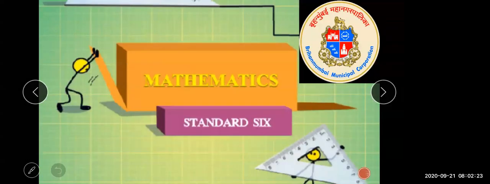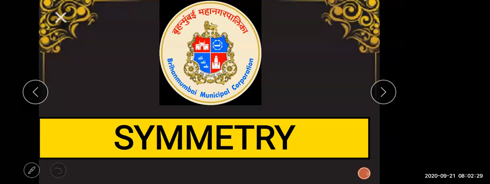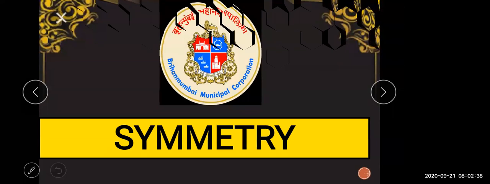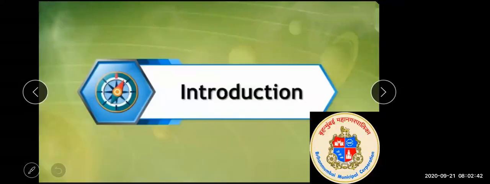So as per the schedule, our topic is symmetry. We already started this lesson in the previous lecture, so today we will continue from the remaining part. First of all, we will revise some part of the previous lesson. Actually, it is a very simple and small lesson, and today we will finish it.